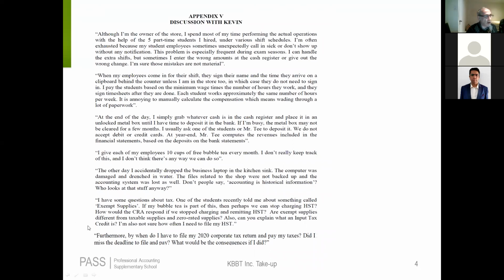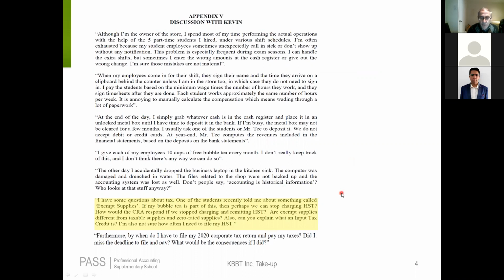So let's now move on to Appendix 5. There's one required that's not in the main body, and it's in Appendix 5. If you take a look at the bottom of Appendix 5, I have some questions about tax. One of the students recently told me about something called exempt supplies. If my bubble tea is part of this, then perhaps we can stop charging HST. How would the CRA respond if we stop charging and remitting HST? Are exempt supplies different from taxable supplies and zero-rated supplies? Also, can you explain what an input tax credit is? I'm also not sure how often I need to file my HST.